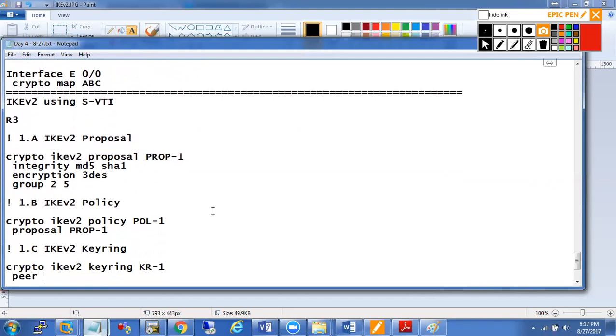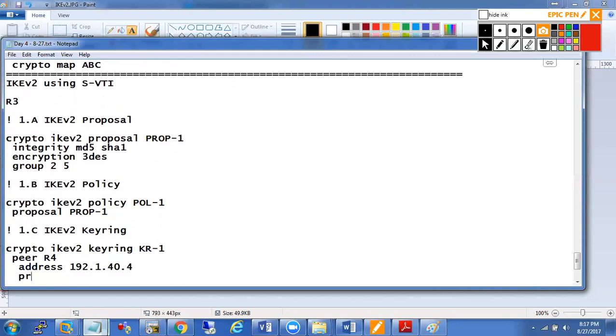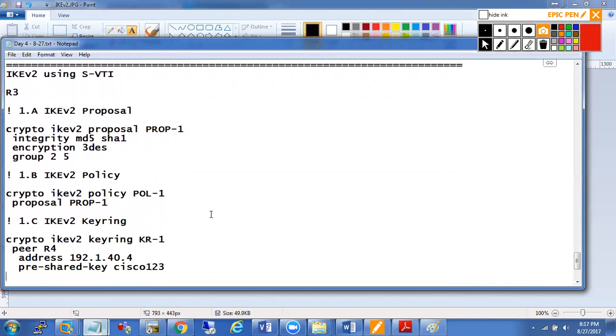KR1, peer is R4, address is 40.4, and my pre-shared key. In the previous example, if you guys remember, I had done it based on local and remote. Here, it's going to do Cisco 123. So when you do it just like that, it basically means it's a pre-shared key that is common for local and remote.